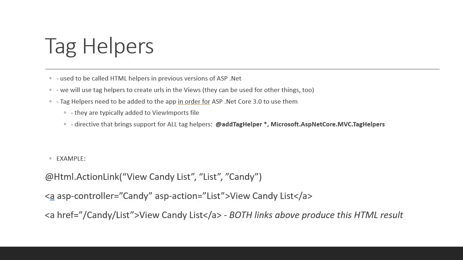And this time we don't add this to services, instead we do that in the view file where we want to use them. Or even better solution is to add the support for tag helpers to the view imports file. The purpose of this file is to bring in the namespaces for the views, but also directives that are used globally within the application, such as adding tag helpers support.